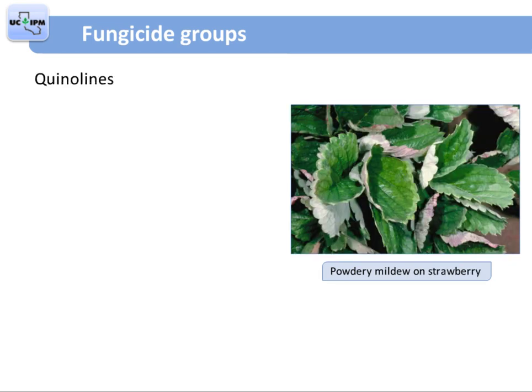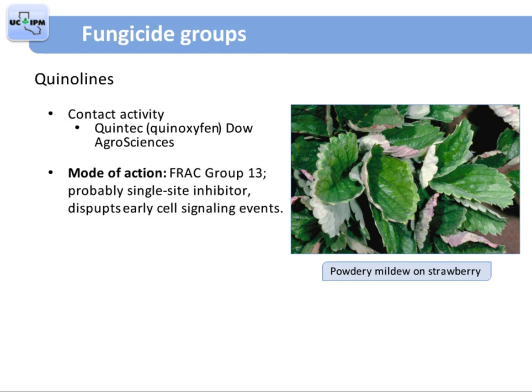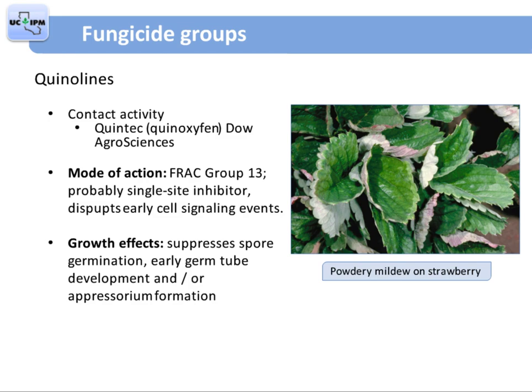The quinolines include Quintec with active ingredient quinoxyfen made by Dow AgroSciences. This is a contact fungicide, not systemic. The quinolines are in FRAC group 13. The mode of action is probably a single-site inhibitor, but it disrupts early cell signaling. It suppresses spore germination, early germ tube development, and/or appressorium formation. There is no effect on sporulation. The resistance risk is now considered to be medium.